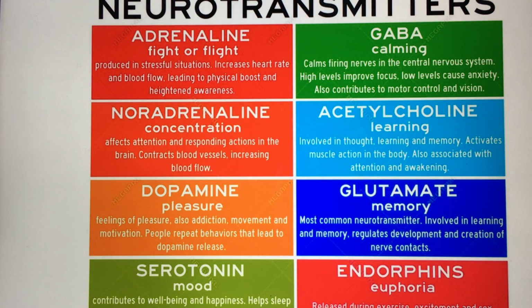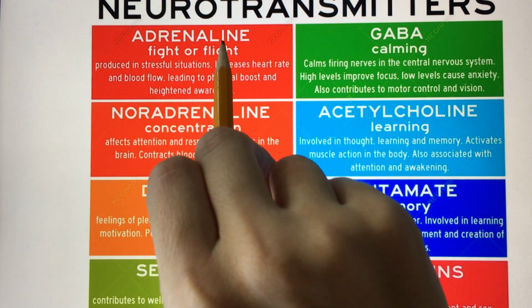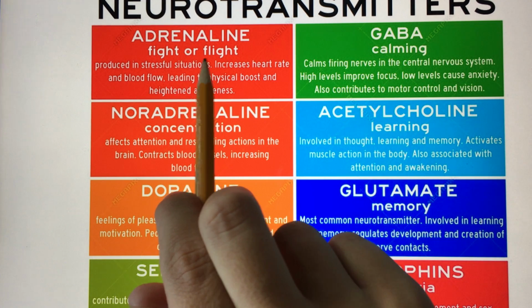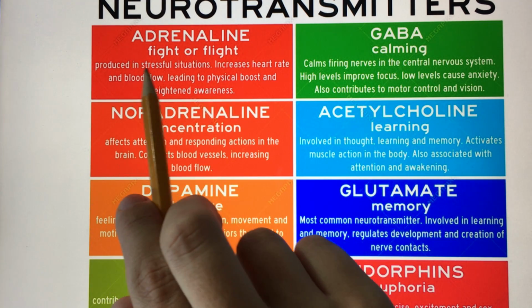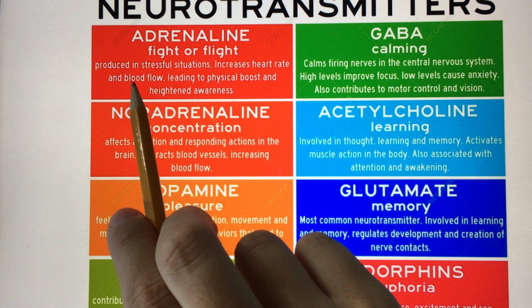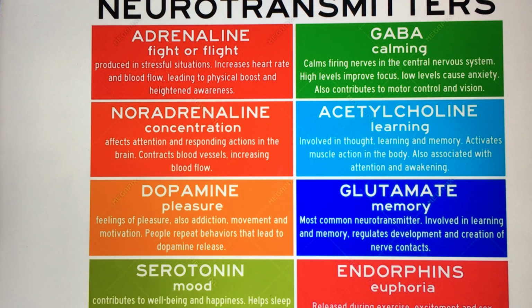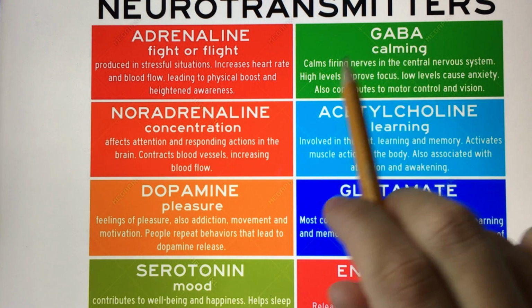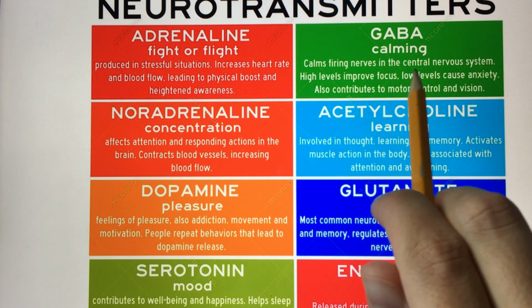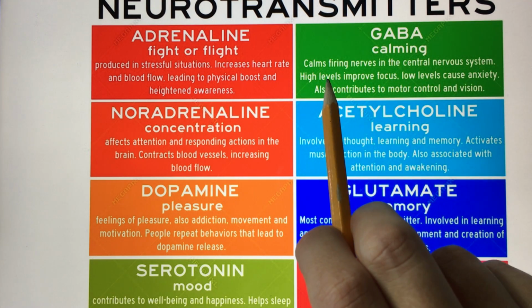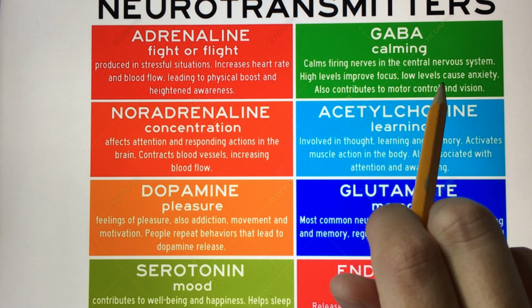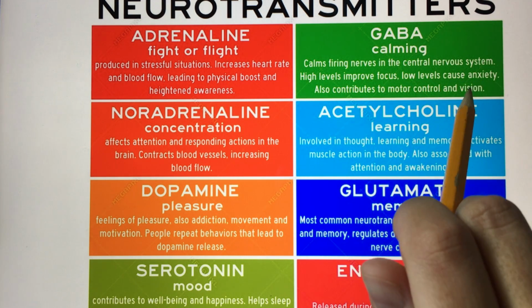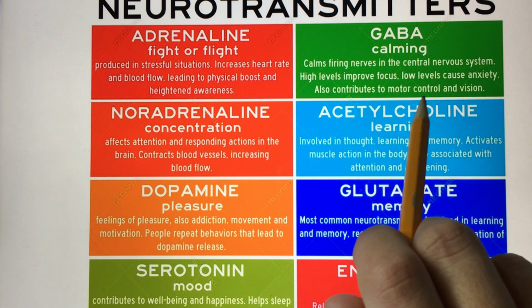Here are some examples of the most common neurotransmitters in the body. We have adrenaline. It's the neurotransmitter that produces the fight or flight response. It is produced in stressful situations, increases the heart rate and blood flow, leading to a physical boost and heightening awareness. The opposite of that is the GABA neurotransmitter. It's a calming neurotransmitter. It calms the firing nerves in the central nervous system, and it improves focus. If there's not enough of it, it causes anxiety, and it also contributes to motor control and vision.